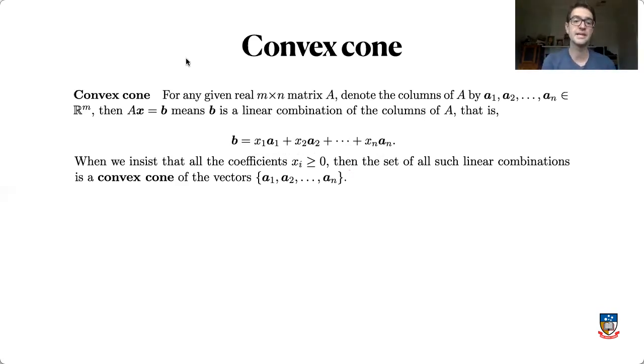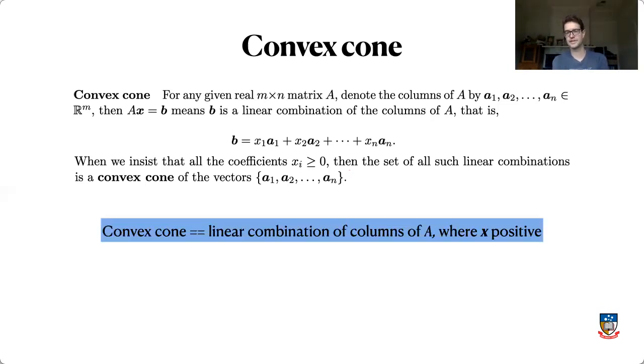That's what it means to solve Ax equals b. It's just another way of writing it. So if we say that all of those x's are positive, so if my solution to Ax equals b has all of my x's being positive, so if my vector x is positive, then the set of all points that you generate is called the convex cone. So that's what it means to be a convex cone. Essentially, it's the set of all of the linear combinations of the columns of A where you have positive coefficients. That's all it means.